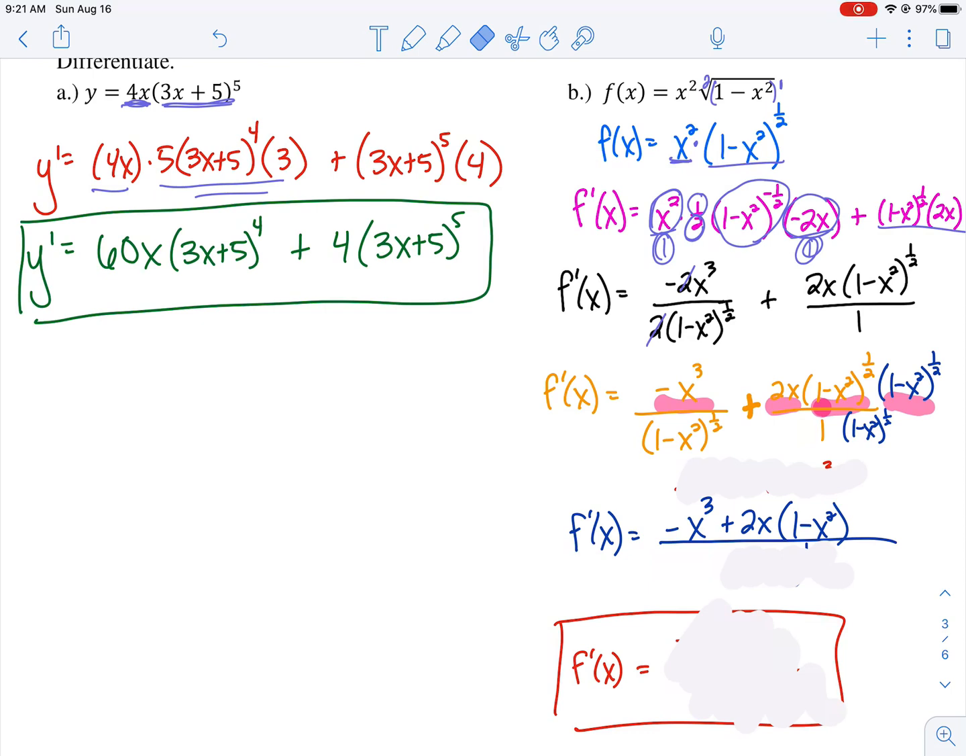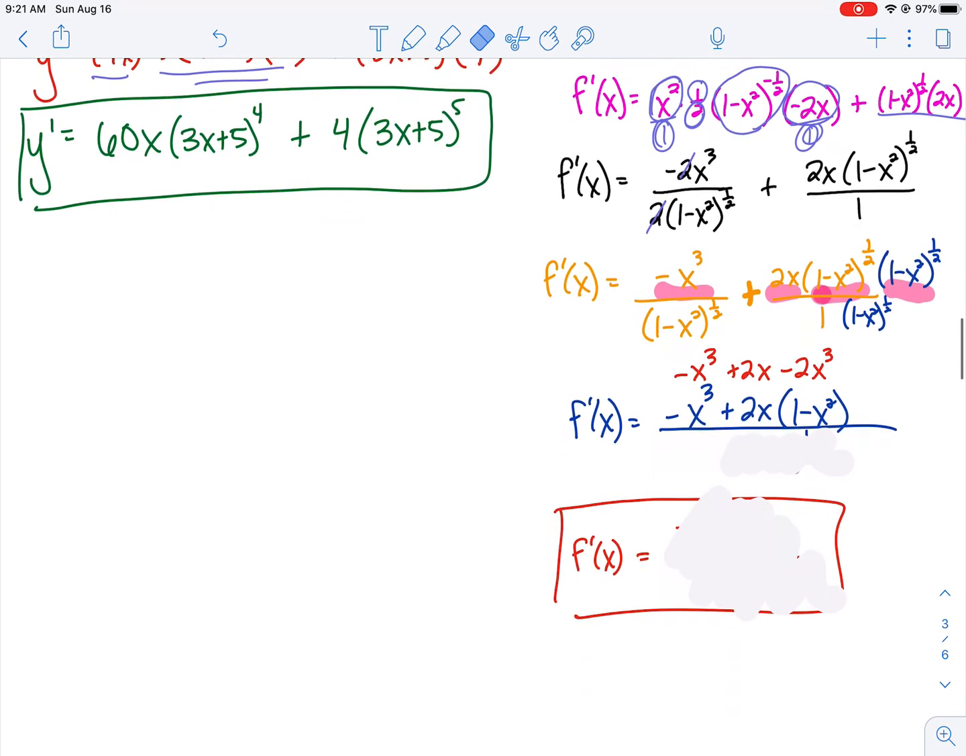I can go ahead and distribute the 2x through, and so my numerator is really negative x cubed plus 2x minus 2x cubed. You might notice that we have some like terms there. The negative x cubed and the negative 2x cubed really make me a negative 3x cubed plus 2x in my numerator over that common denominator. Remember that common denominator that we had to get? Of the 1 minus x squared to the 1/2 power. All my like terms are combined. I have a nice cute numerator and a nice cute denominator.